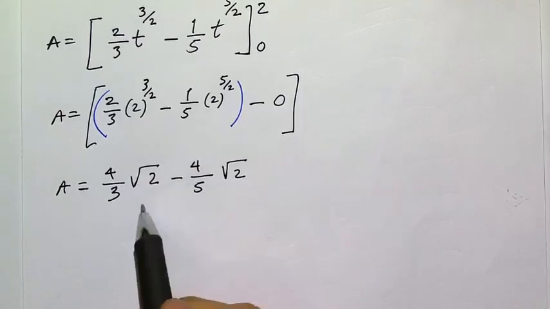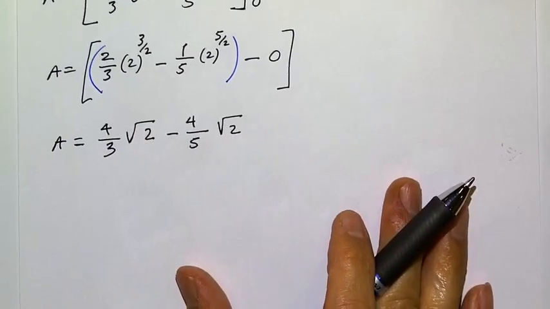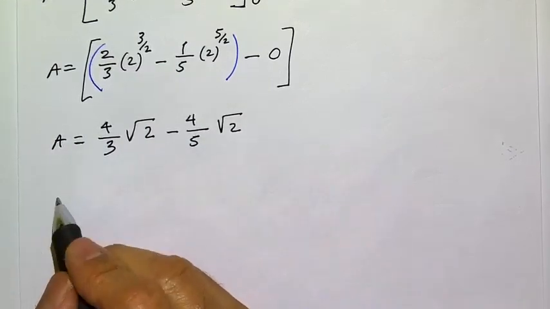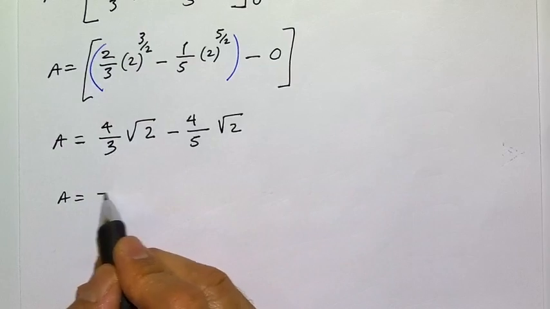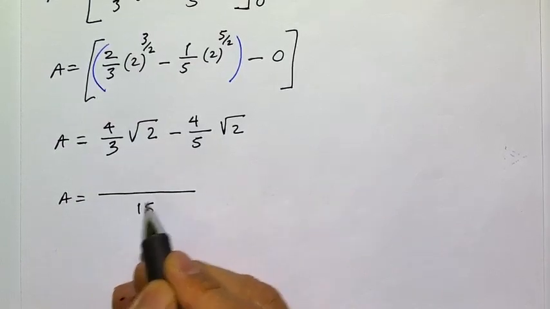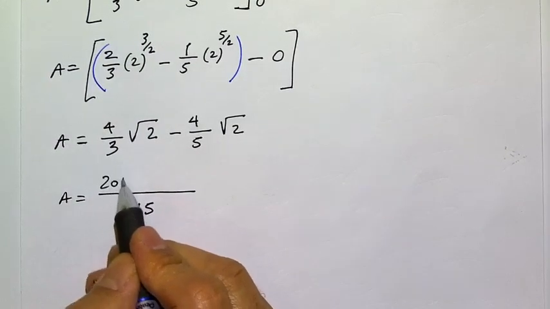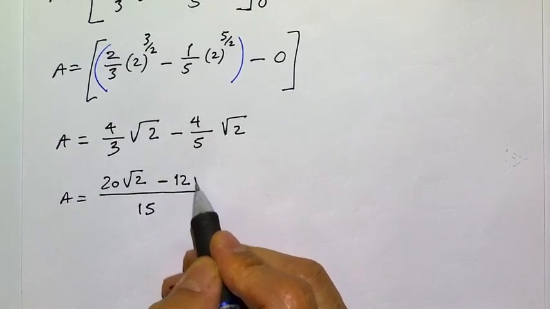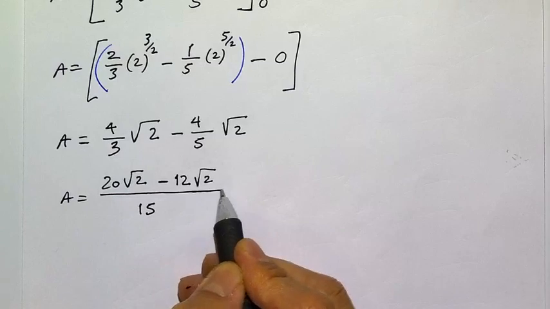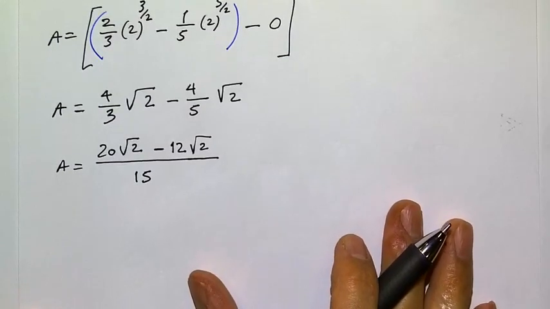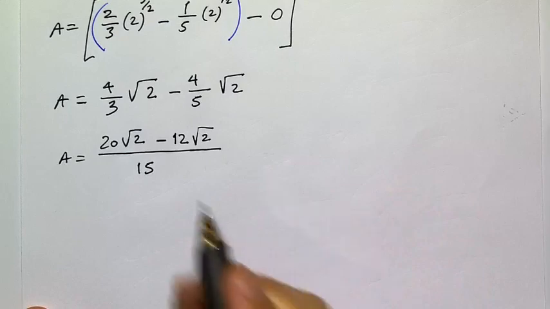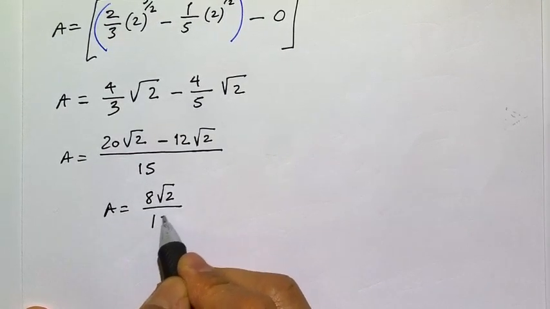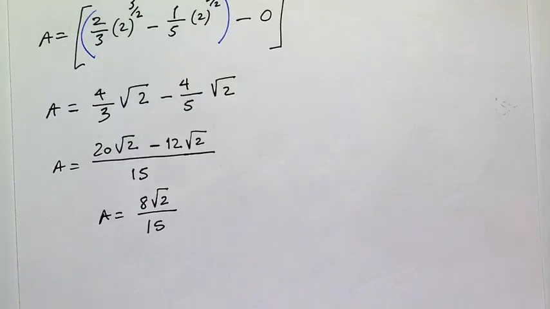And then, of course, we can add these since they're both something times square root of 2. So a would be, with common denominator 15, we have 20 square root of 2 minus 12 square root of 2, like that. So we get 8 square root of 2 over 15.